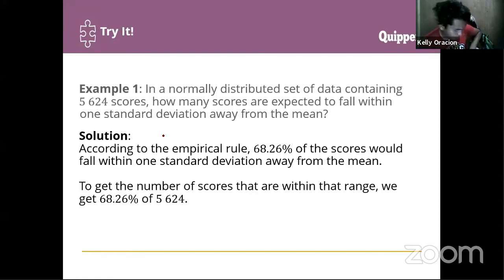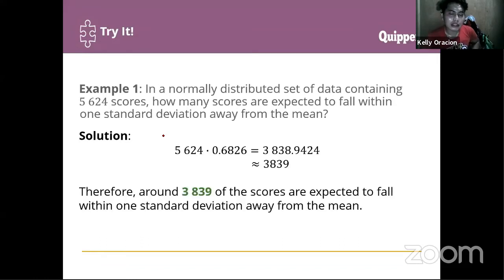Multiply the 5,624 scores by 68.26%, that gives 3838.9. Always round up. That's the rule. Round it up. That means the answer is 3,839.